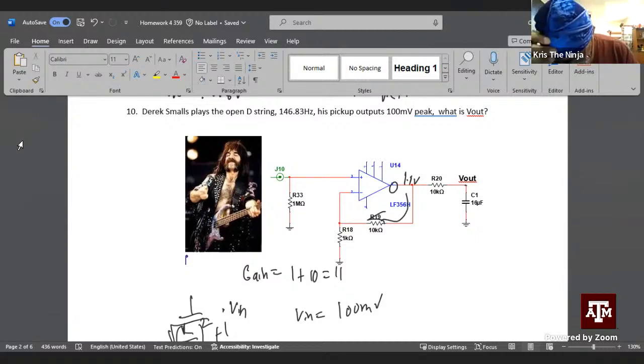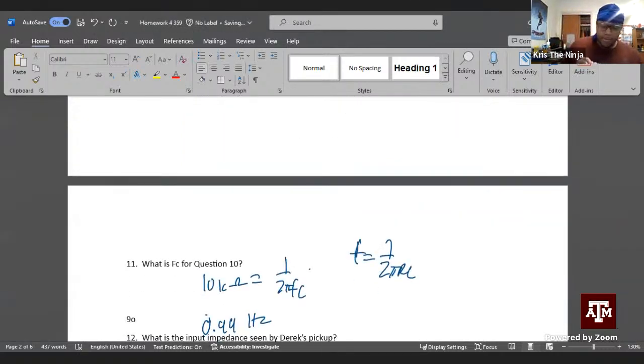Derek brought the amp from the question. He bought it off eBay. Why doesn't he hear anything? The gain is too low. There's not enough gain for the filter to output sound. So that's what I would say.